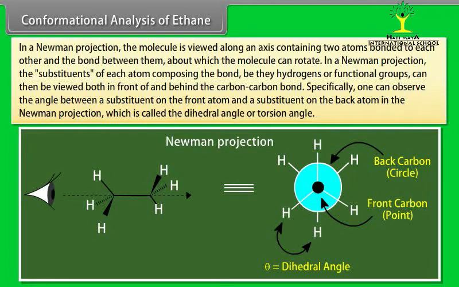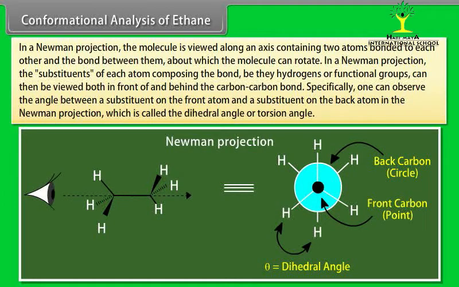The substituents of each atom composing the bond, be they hydrogen or functional groups, can then be viewed both in front of and behind the carbon-carbon bond. Specifically, one can observe the angle between a substituent on the front atom and a substituent on the back atom in the Newman projection, which is called the dihedral angle or torsion angle.